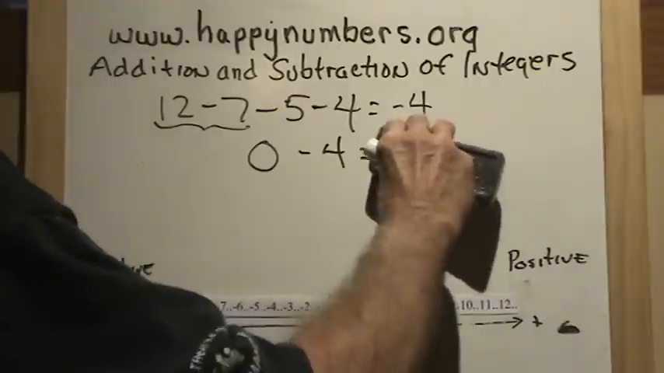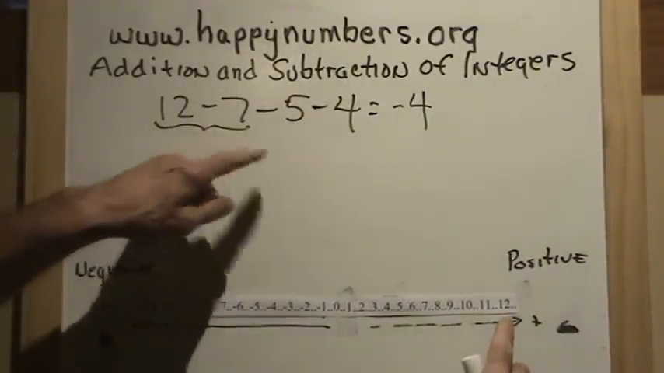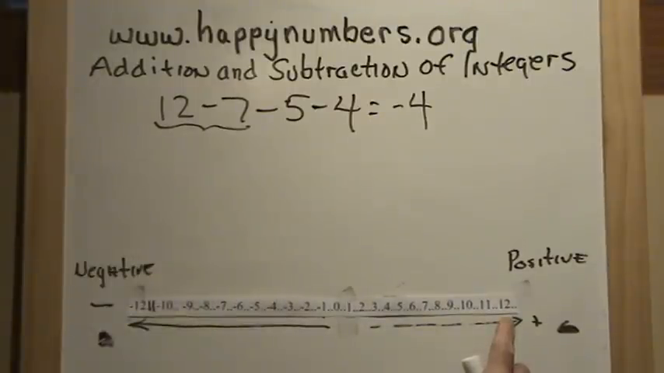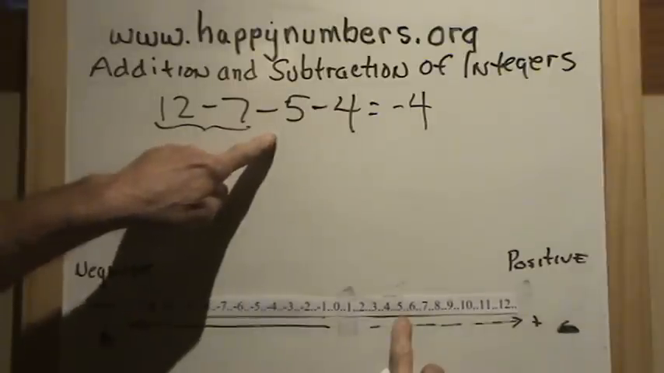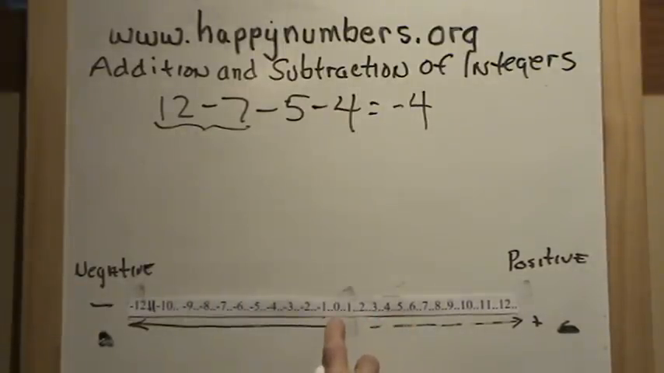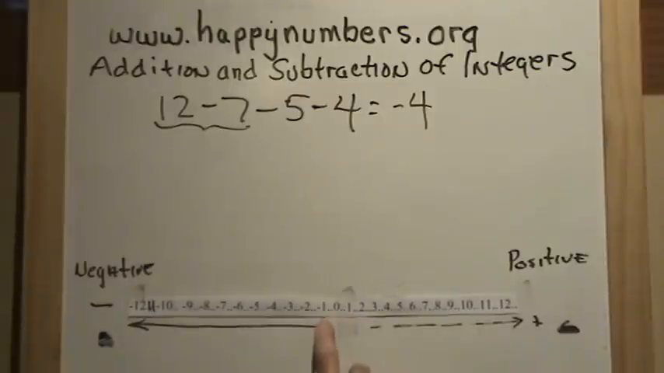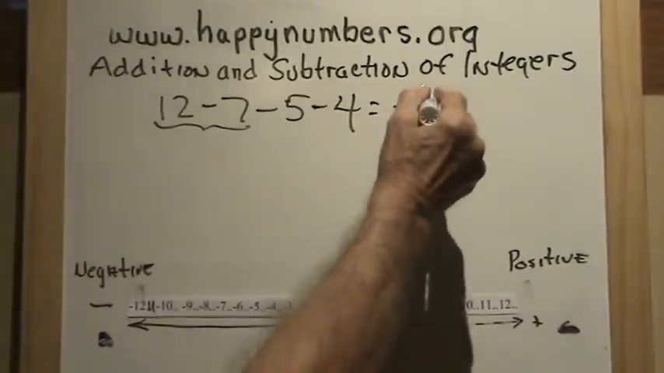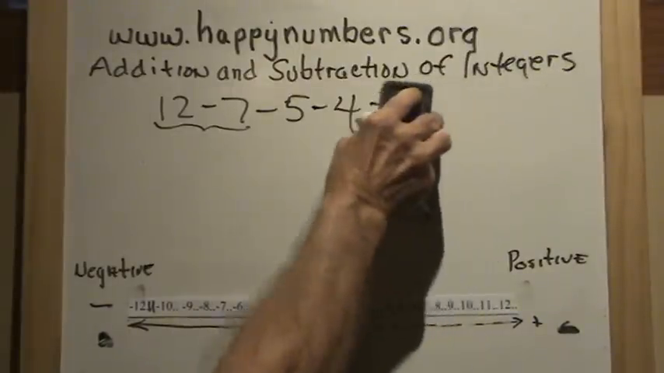Let's see how that works on a number line. If I have 12 and I move in a negative direction 7, 1, 2, 3, 4, 5, 7, I'm at 5, and then I move in a negative direction 5, 2, 3, 4, 5, that brings me to 0. And then I move in a negative direction 4, 1, 2, 3, 4, it brings me to negative 4, and that is our answer. All right, I'm going to put one more up.